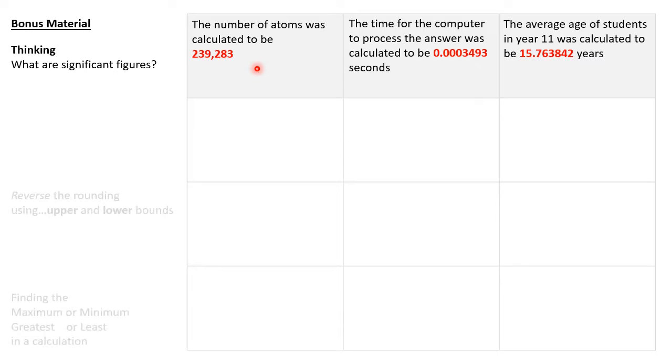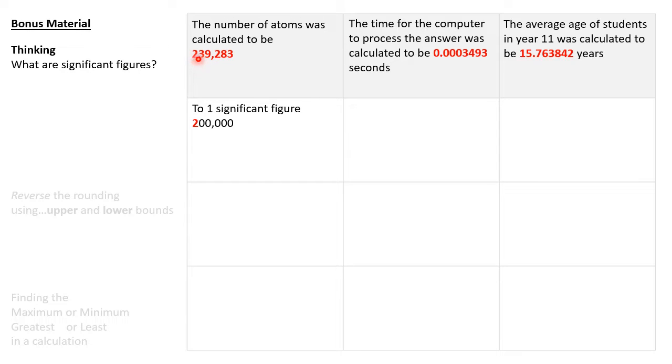Okay, so let's remind ourselves. The first step that we want to review is what are significant figures. So we've got three examples, one about the number of atoms that's been calculated, one about how long it took a computer to process an answer in seconds, very small number, and then the average age of year 11 in years. So first of all, we're going to round all of these to one significant figure. So I like to think of one significant figure as basically being as lazy as you can. So if I was to represent this number the laziest way I could, I would probably say, oh, it's 200,000.